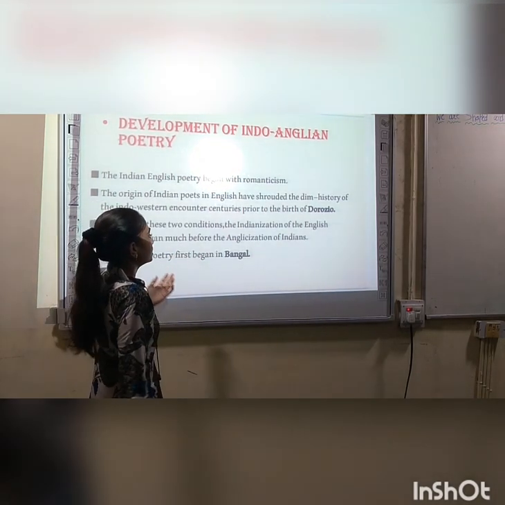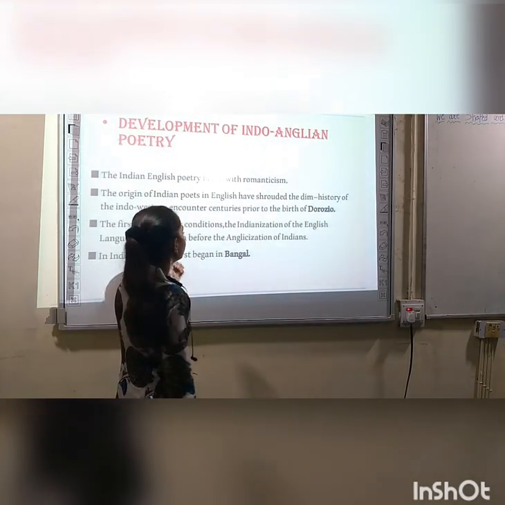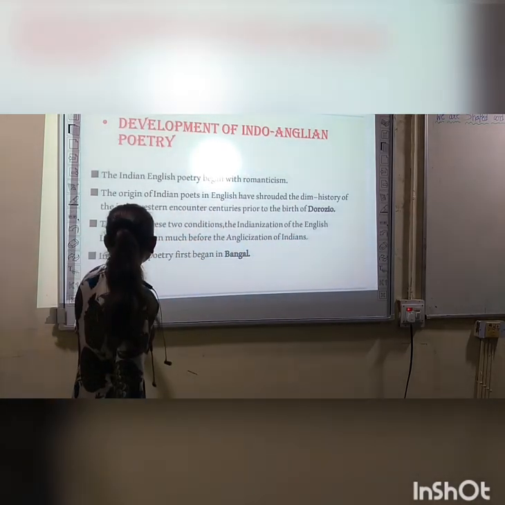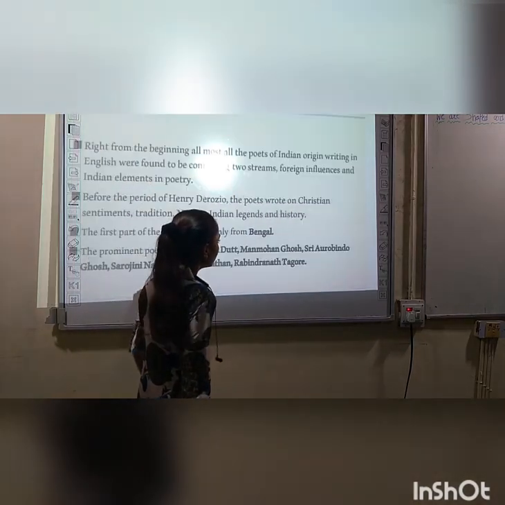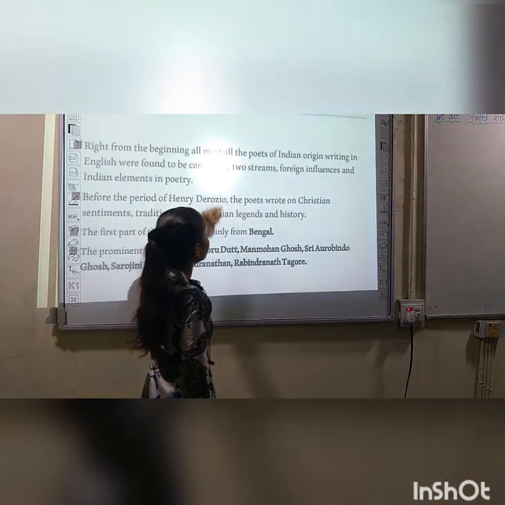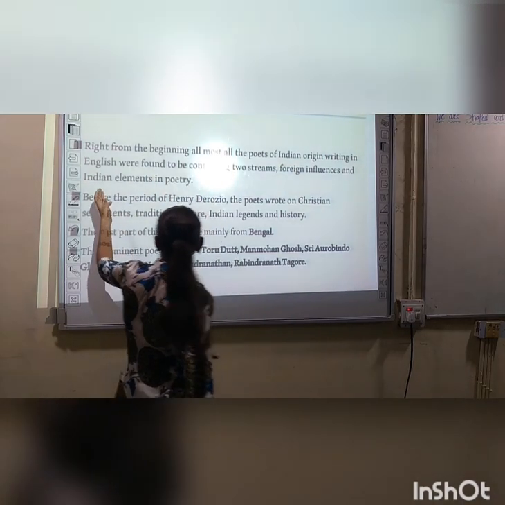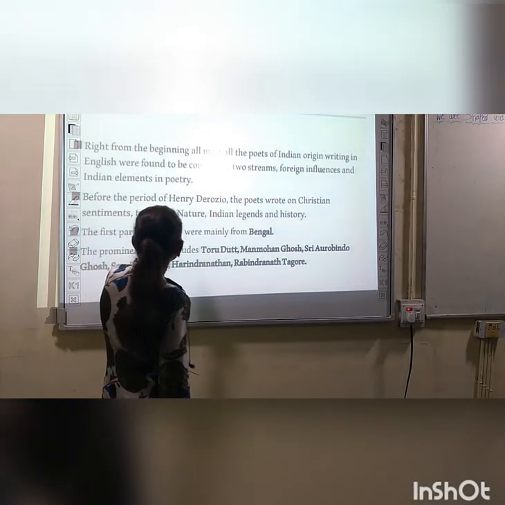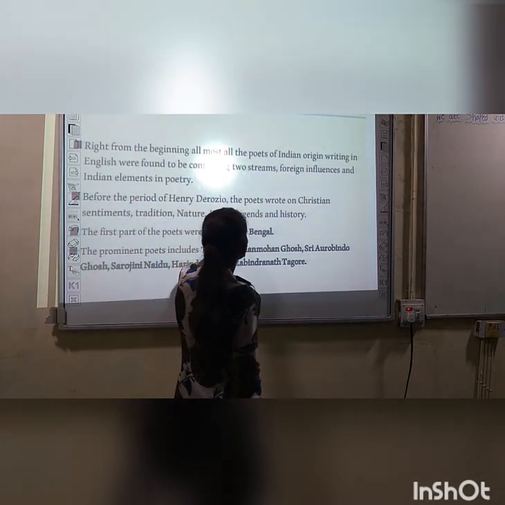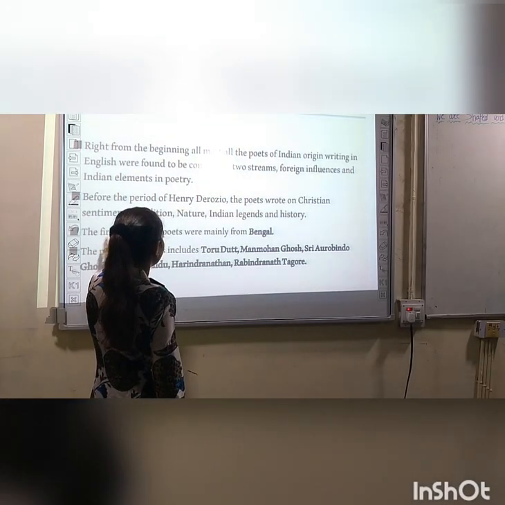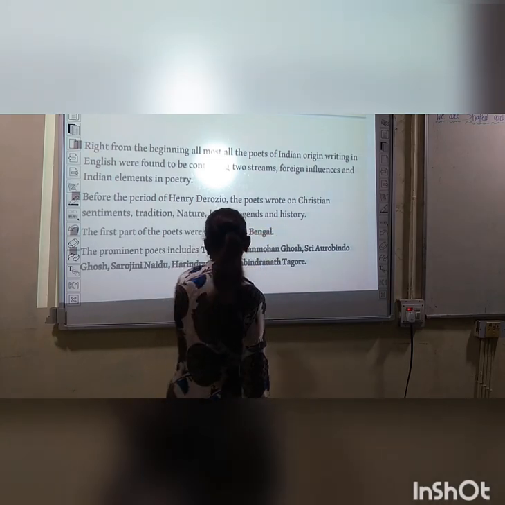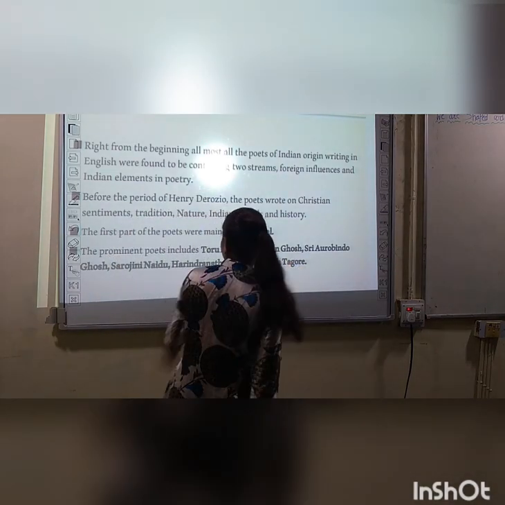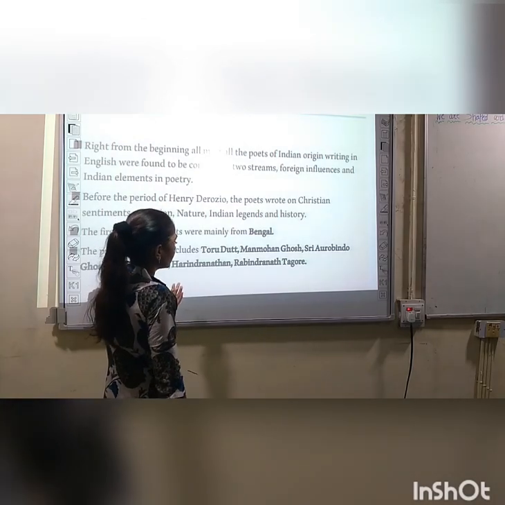The Indianization of the English language began much before the Anglicization of India. Indian poetry first began in Bengal. Right from the beginning, almost all the poets of Indian origin writing in English contained strong foreign influence and Indian elements in their poetry. Before the period of Henry Derozio, the poets wrote on Christian sentiments, tradition, nature, Indian legends, and history. The prominent poets include Toru Dutt, Manmohan Ghose, Sri Aurobindo Ghose, Sarojini Naidu, Harindranath, and Rabindranath Tagore.